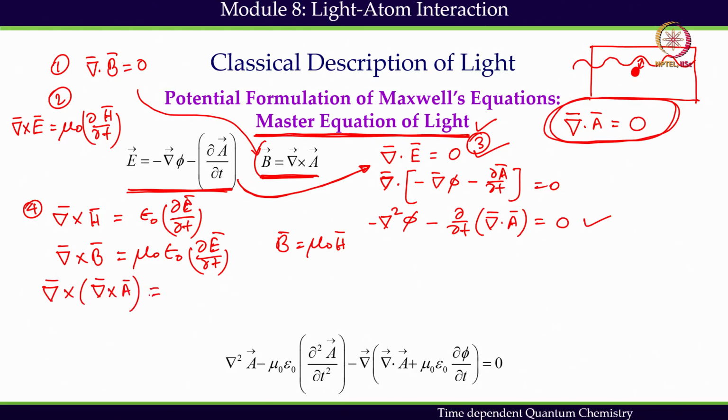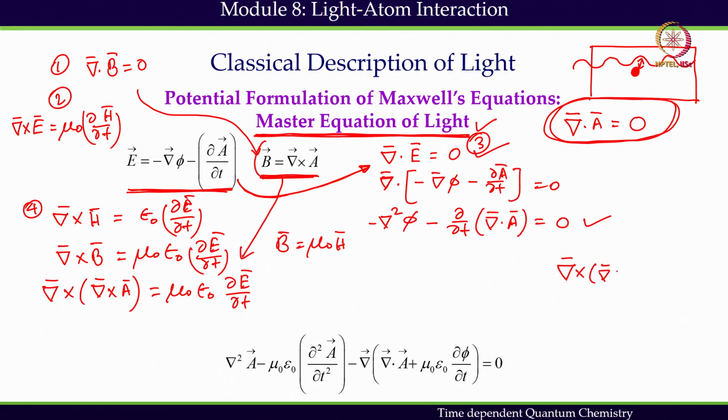So, B is represented as the curl of A. Now I am plugging this in, and what I am doing is that I am converting the fourth Maxwell's equation into the potential form, and then I get mu naught epsilon naught dE/dt. Here again we will use a vector identity. We will not prove this vector identity, we will use it directly.